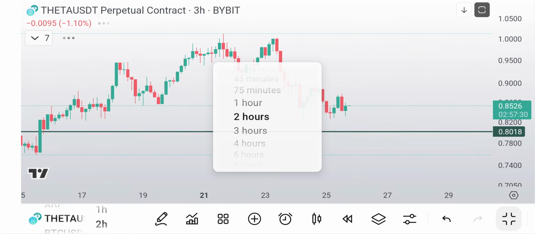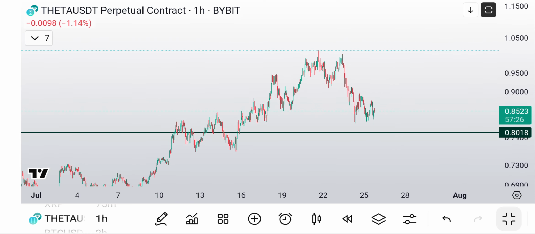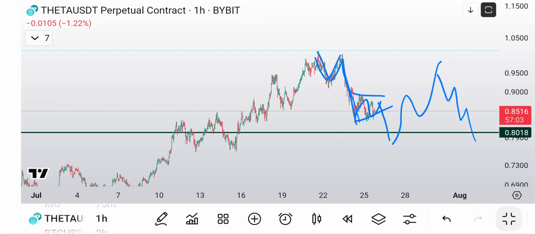Let's zoom in here. Now, is this a three-wave move? I mean, it doesn't look like it. It looks more like 1, 2, 3, 4, and then 5. And that looks like a triangle. And if that's the case, then we would expect 3 waves up, and then we would expect 5 back down and then go up.